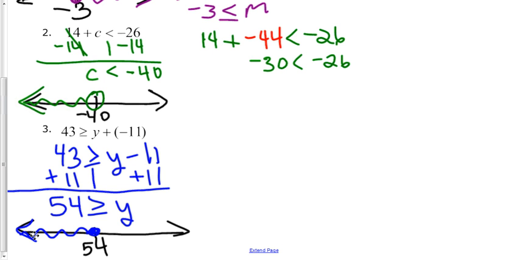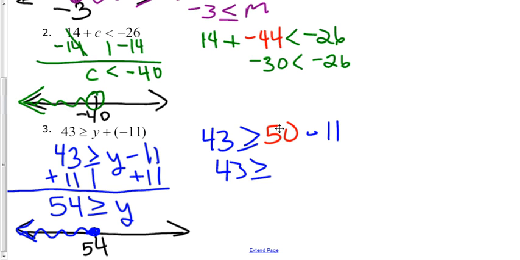and so forth. So to check this, I'll just take 43 is greater than or equal to, and I'm going to choose 50 since it's somewhere over here where I've shaded, and then minus 11. So 43 greater than or equal to 50 minus 11. Well, 50 minus 11 is 39. Is 43 greater than or equal to 39? Sure it is.